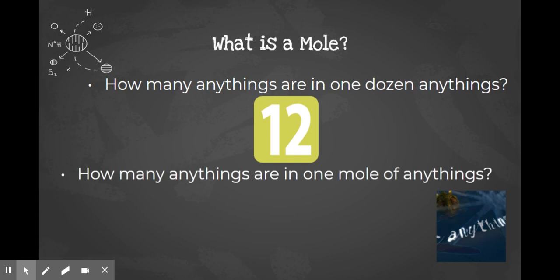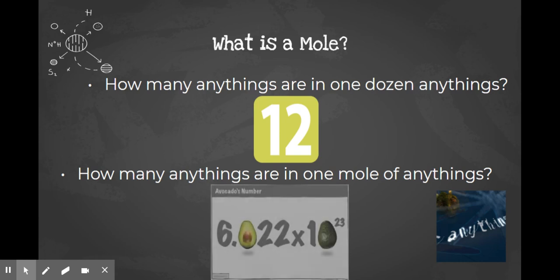If we ask that same question, how many anythings are in a mole of anythings? Same thing, right? A mole is always 6.02 times 10 to the 23rd. So there are 602 with 21 zeros after it. There are that many whatevers in a mole. Doesn't matter what it is.